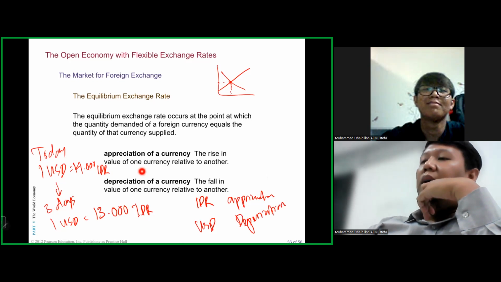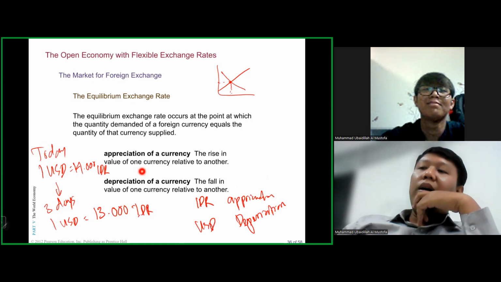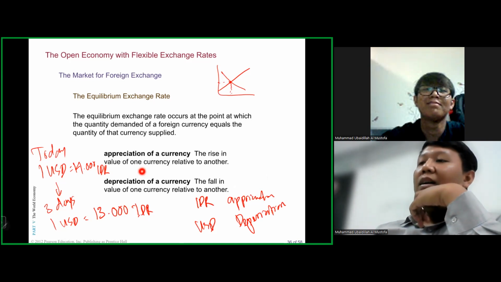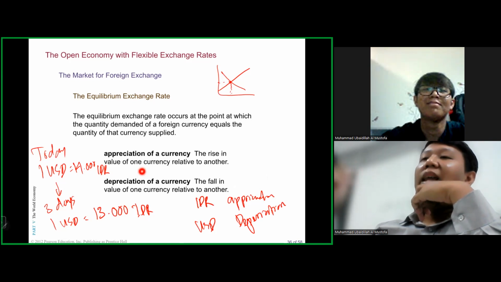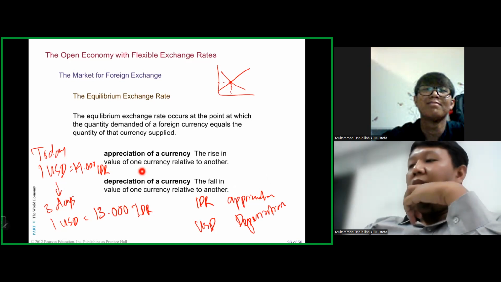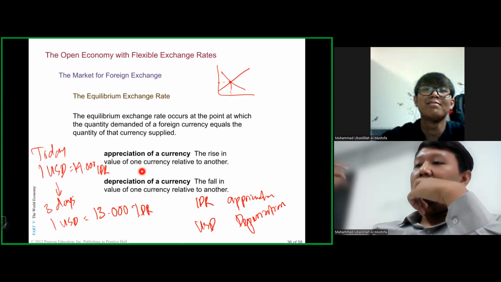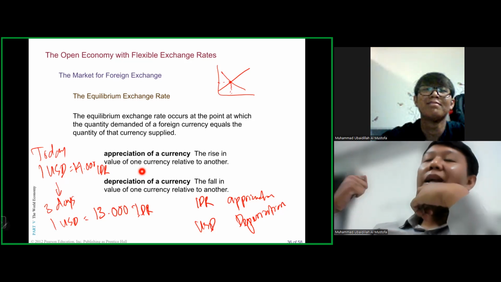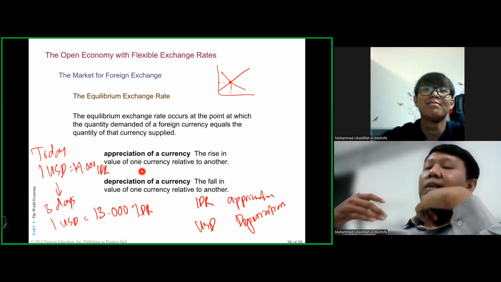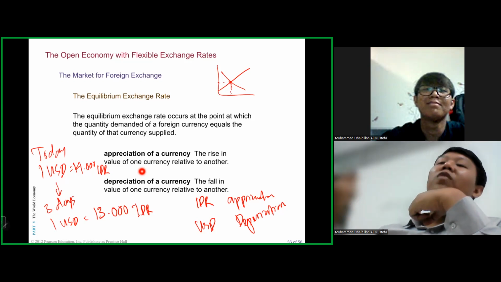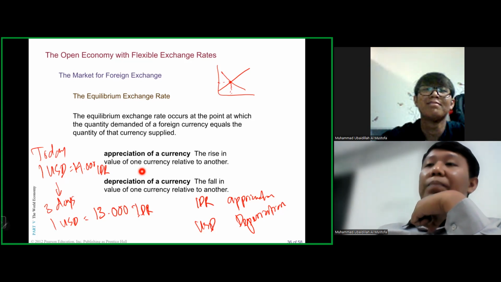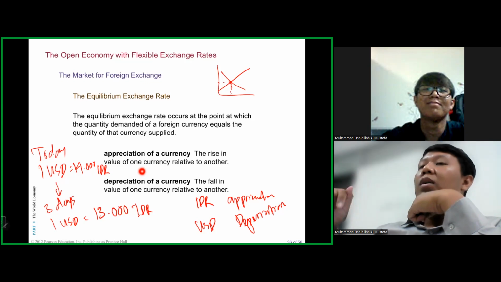Because now you need less money, we need only 13,000 rupiah to get $1. That means our currency becomes stronger and more expensive. I mean, the dollar becomes less expensive now, because before we needed 14,000 Indonesian rupiah to get $1, but now we only need 13,000 rupiah to get $1.